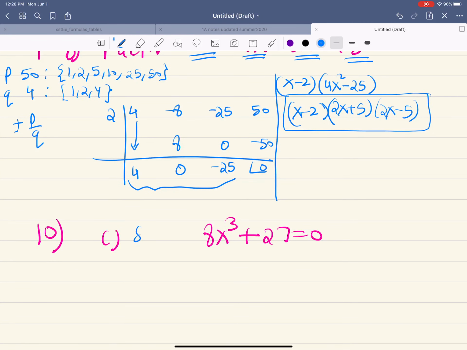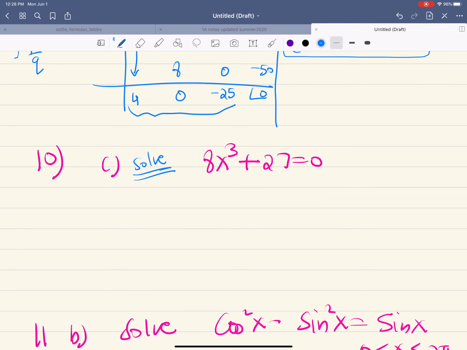Next one is actually a solve. So we're going to solve this equation. Again, it's a cubic equation. How do I solve a cubic equation? Let's see.